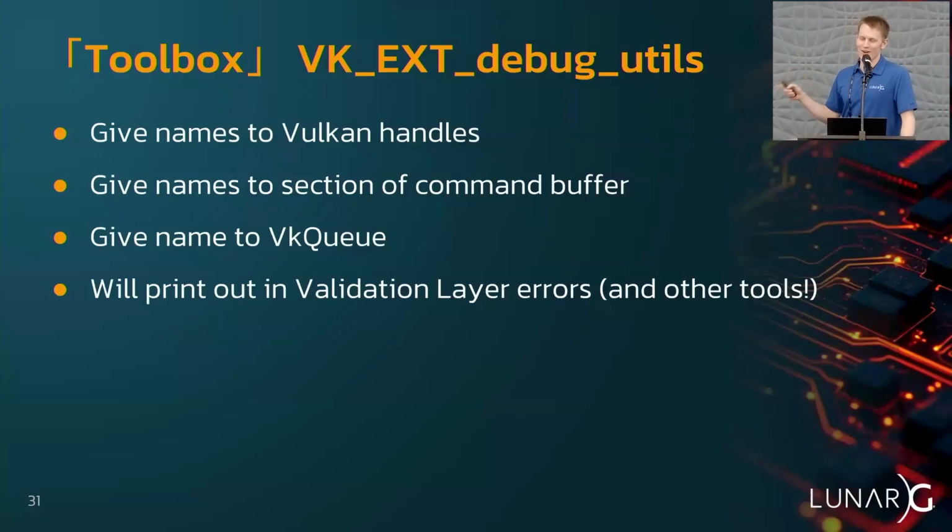If you aren't aware, there's this extension called debug utils. It's been there almost since day one. It's basically a way to put a string to your handle. And if you're not using it, you've got to go home tonight and add it to your code right away. It will print out better, not just validation error messages, but I'm assuming most other tools are going to be consuming it as well.